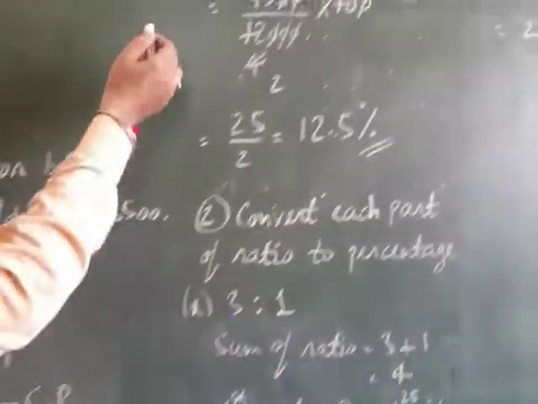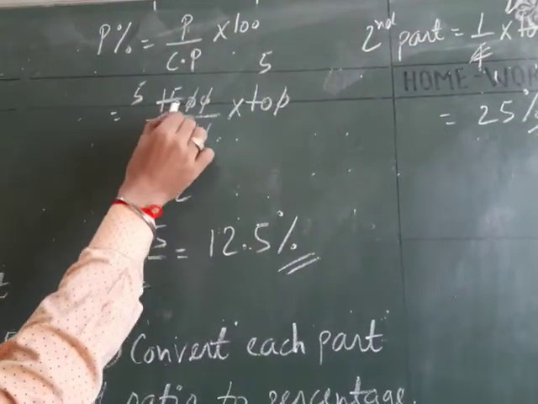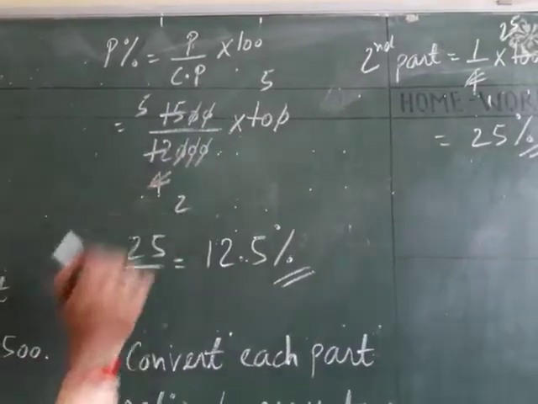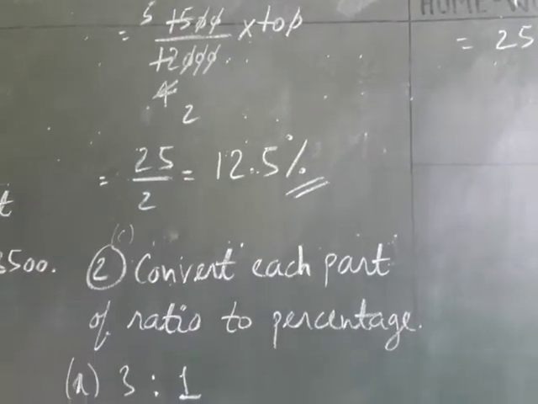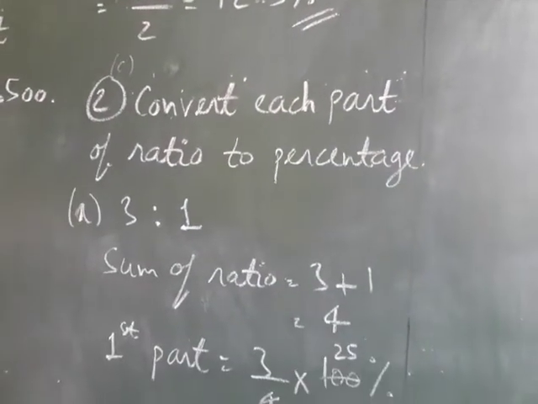Now you will find profit percent. Profit upon CP multiply by 100. You will put the value of profit and cost price, then multiply by 100. Simplified you will get 12.5%. In this C and D part is also there, that you will solve yourself. Now come to second question.